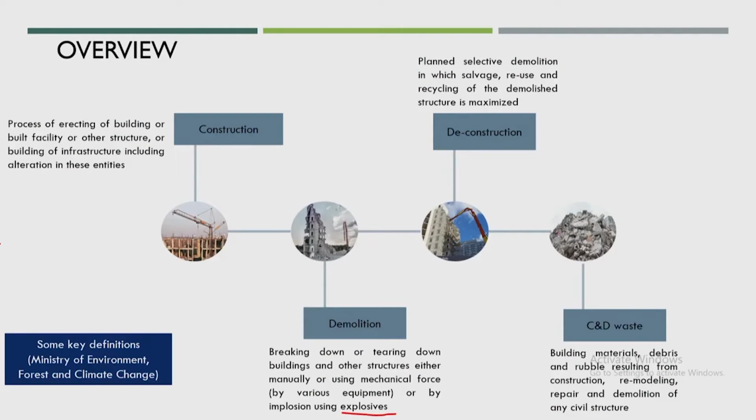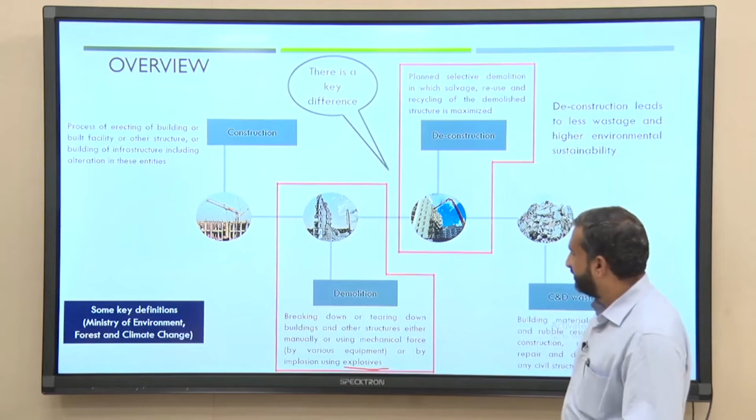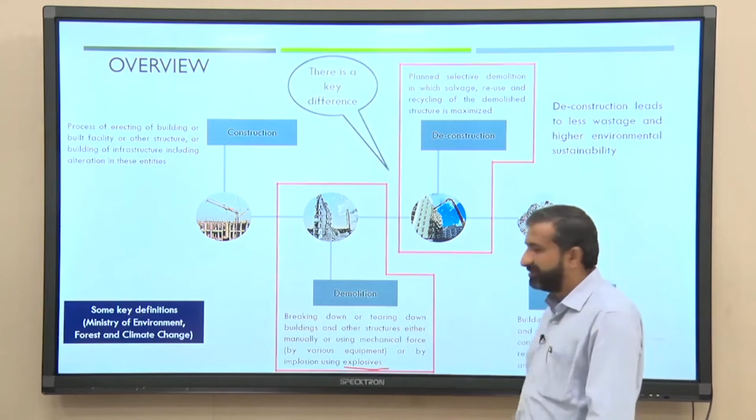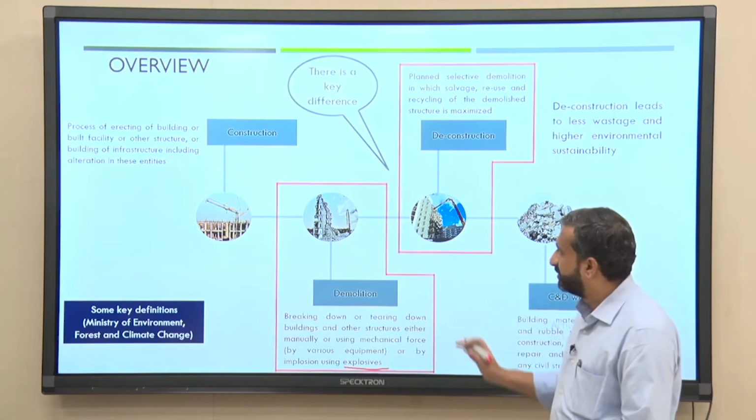And finally the C&D waste will come up, that is, the building material and debris used in construction, in repairing, or finally in the entire demolition of any civil structure. But the important point is that the key difference between demolition and deconstruction is that deconstruction leads to less wastage and higher environmental sustainability, as it is a properly designed demolition. But in India, I think both kinds of waste are normally generated, deconstruction and demolition also. But this is properly defined by the ministry for the generation of the waste.